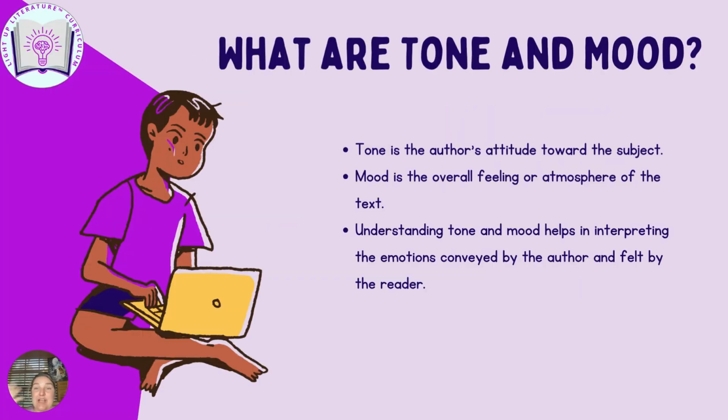Tone is the author's attitude toward a subject. Mood is the overall feeling or atmosphere of the text, essentially what we are feeling as a reader, and how the author is possibly manipulating us to feel one way or the other.